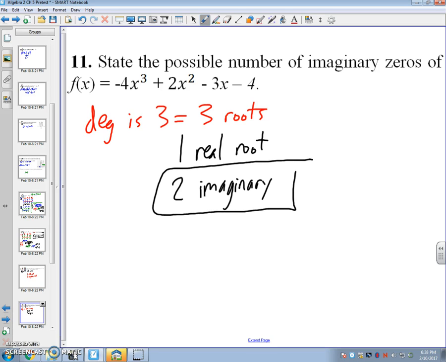They only want the imaginaries. Right, there must be an even number of imaginary roots. You cannot have 1 imaginary or 3 imaginary or 5. It must be an even number.